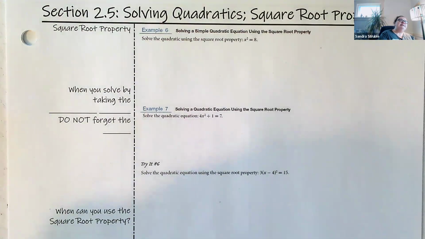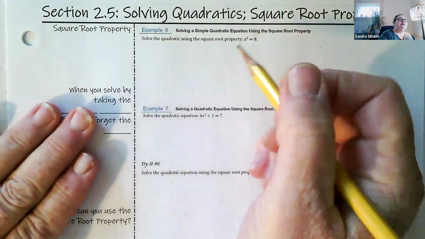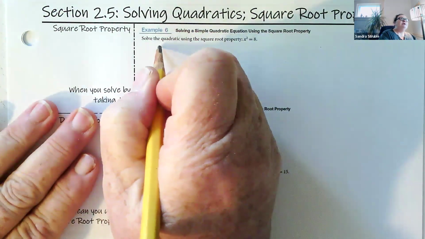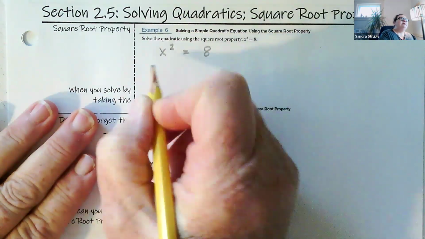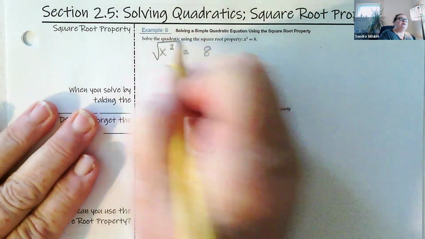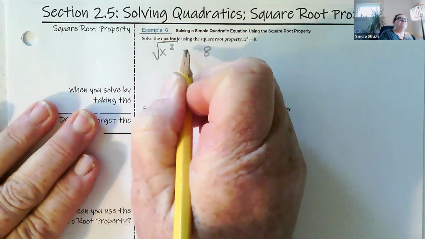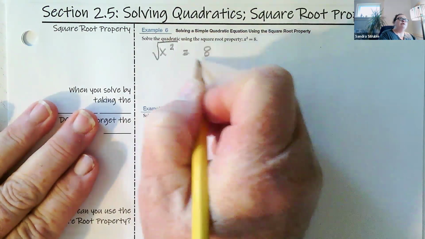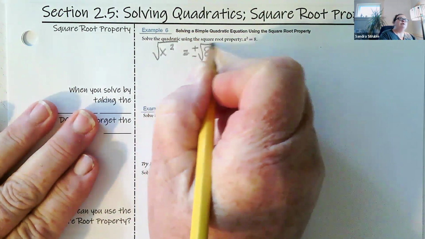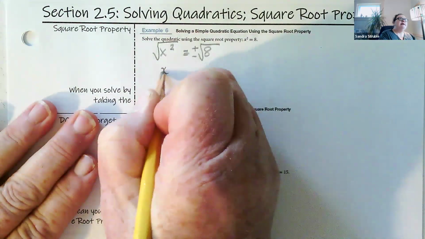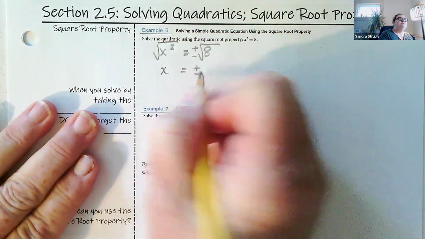Example 6 is solving a simple quadratic equation using the square root property. We're going to use x squared equal to 8. They've already got the 8 on the other side. All we need to do is take the square root. So I'm going to rewrite this real quick. x squared is equal to 8. I'm going to take the square root of the left. That will give me an x. But on the other side of the equal sign, where the real number is, we have to do plus or minus the square root of 8. So we're going to get x is equal to plus or minus.